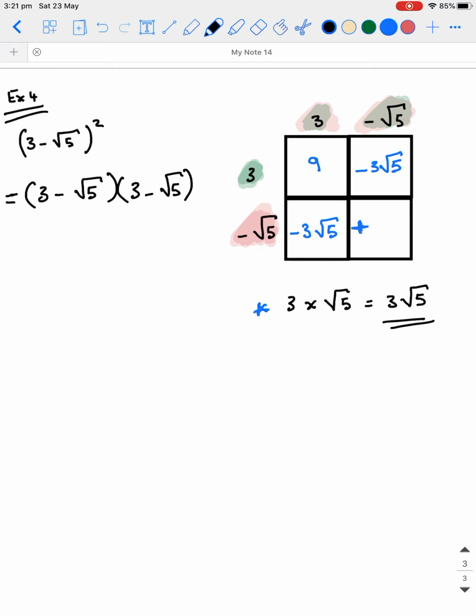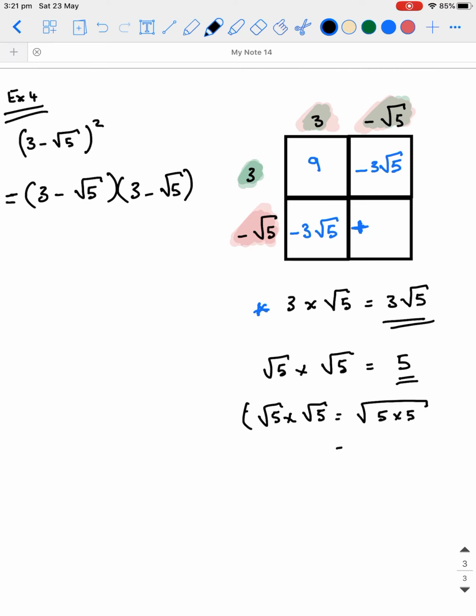And I know that if I want to take the square root of 5 and multiply it by the square root of 5, then what I get is 5. And again, that's because the root of 5 times the root of 5 is the same as saying the root of 5 multiplied by 5. We know that 5 multiplied by 5 is 25, and therefore the square root of 25 is in fact 5. So the answer in the last box is positive 5.